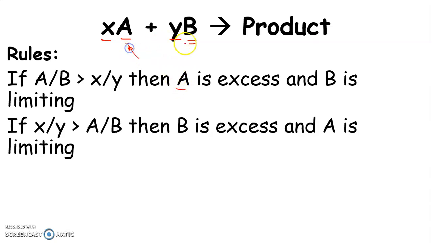This is where the excess will come from, and B will be your limiting variable or limiting reagent. Now, vice versa, if x over y is greater than a over b, then b is excess and a is limiting.